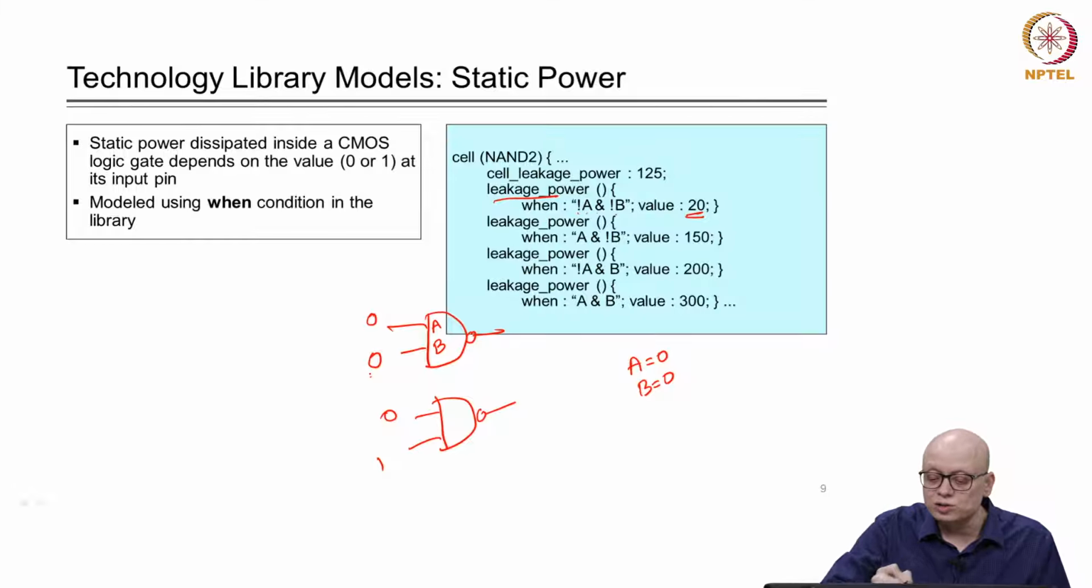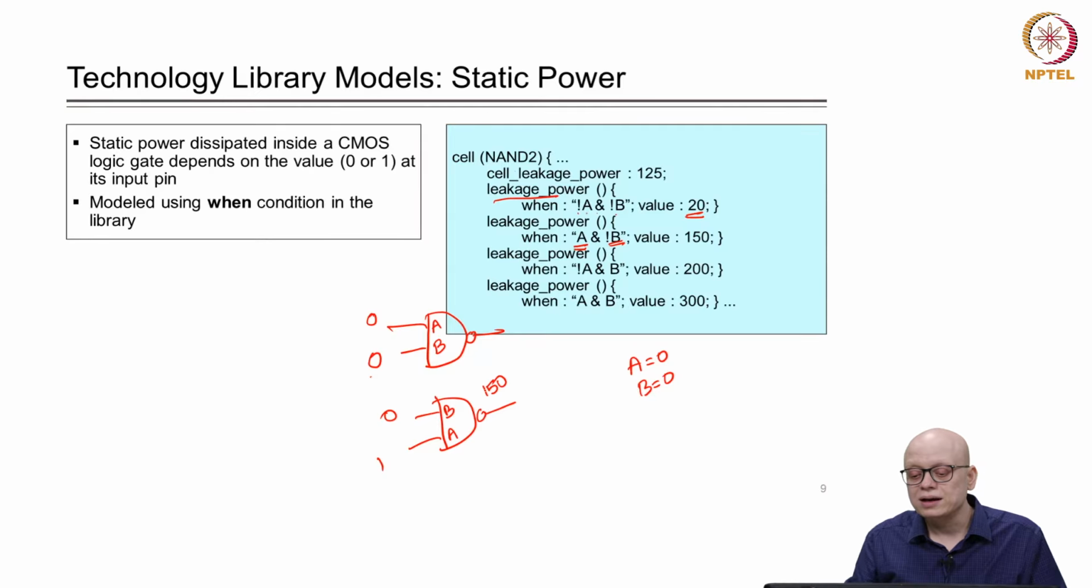So, for the 0 0 case, the power dissipated is 20. Similarly, if A is equal to 1 and B is equal to 0, the power dissipated in this case is 150.